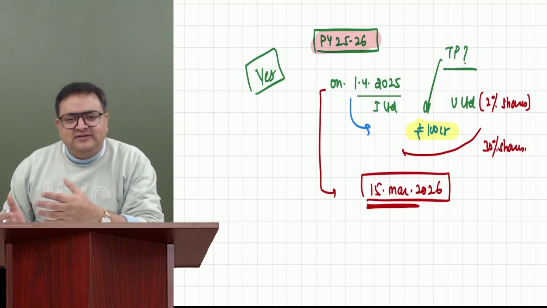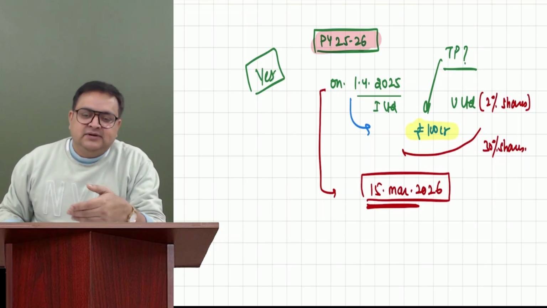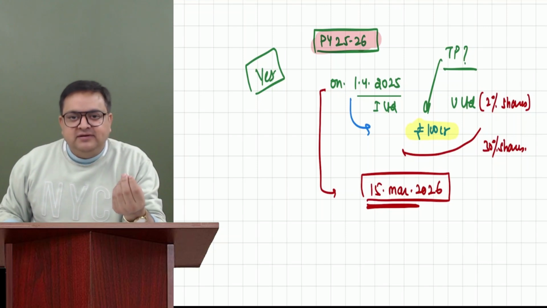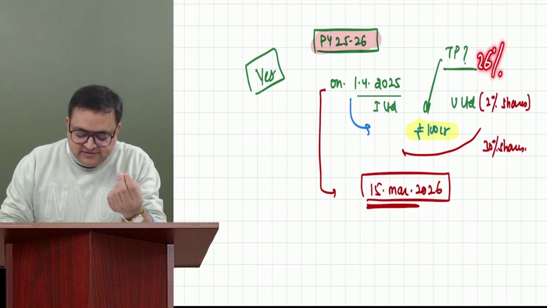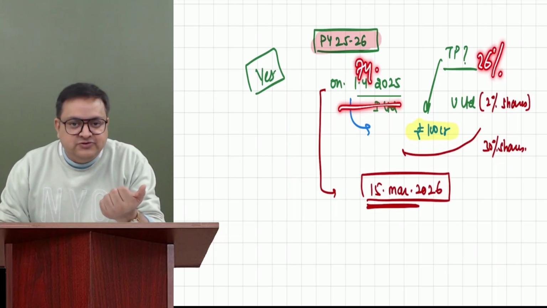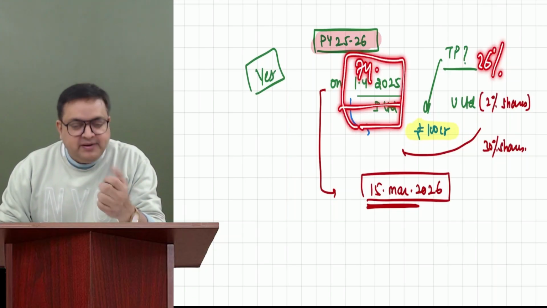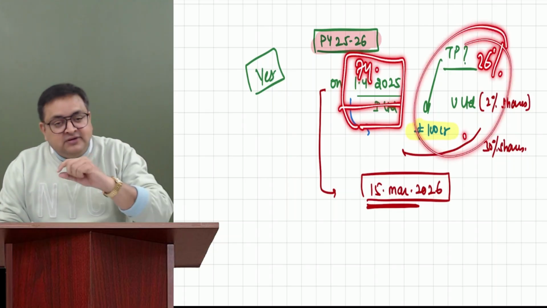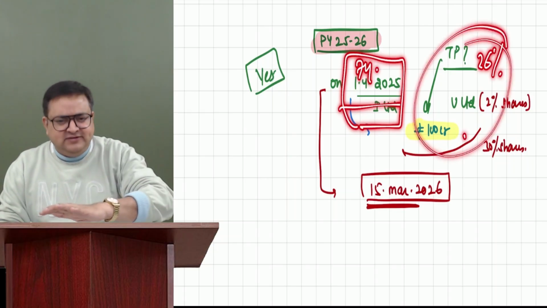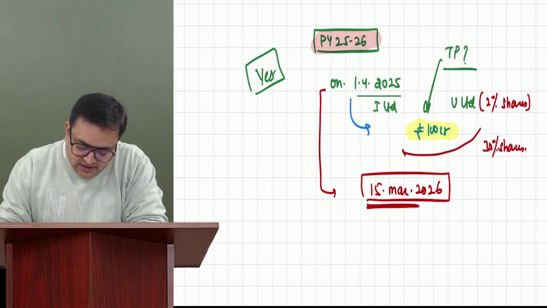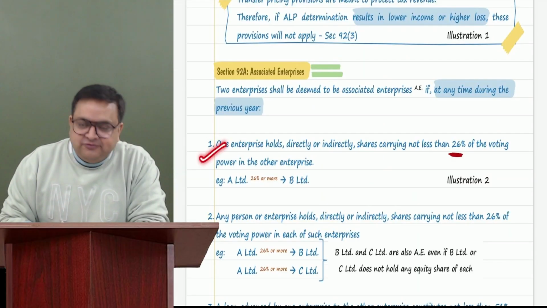Guys, why is it 26%? Because the Indian enterprise might be having, for example, only 74% if the other has 26%. They will not be able to pass the special resolution independently. It means that the foreign Limited is controlling them, right? So this is 26%. Okay. This is the first one.